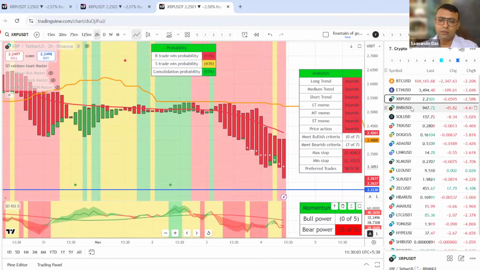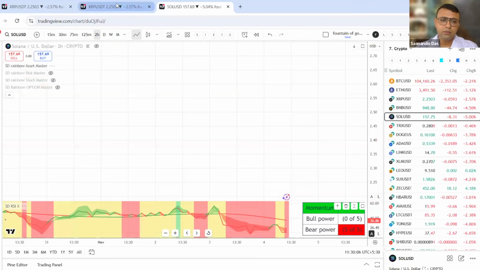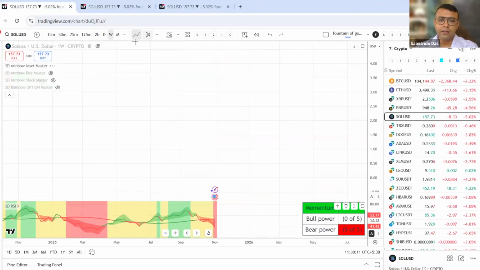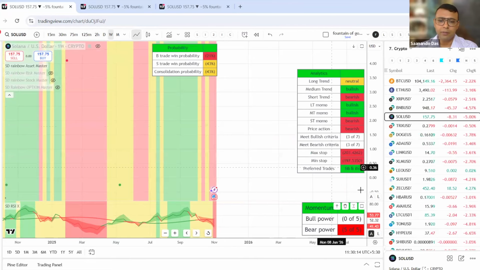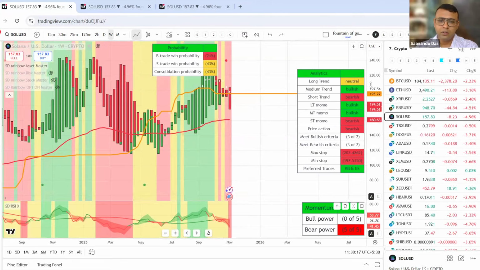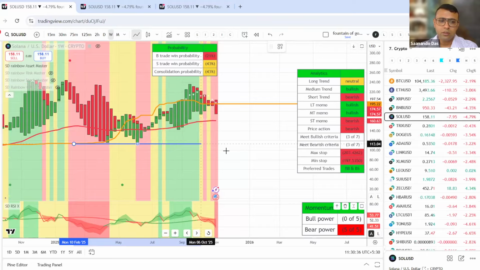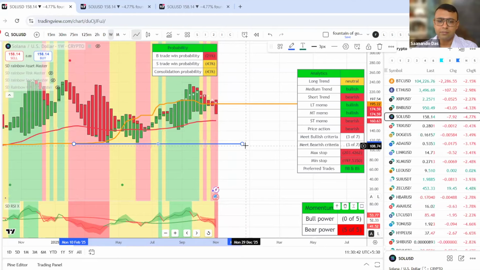Now I'll check another one, Sol, in the weekly, in the daily and in the 2-hour time frame. Sol, after this rise, has broken this flat line support and is now heading for a test of the moving average line around. It has broken below the line. But if the break is finally successful, Sol can come down further towards this area of 108.